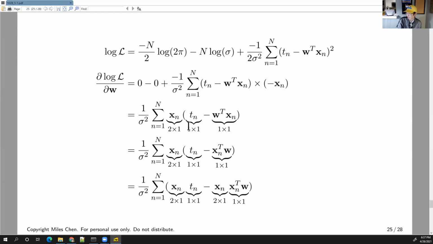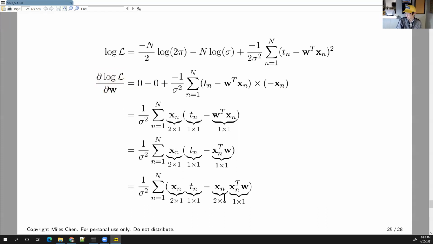Okay, and I can apply this and expand it out here. So I've got xn here, and then this part I can also multiply here, and I've got xn. When I distribute it over here, I've got a 2 by 1. That makes sense, because if we're assuming w to be a 2 by 1, the gradient with respect to w is also going to be 2 by 1.